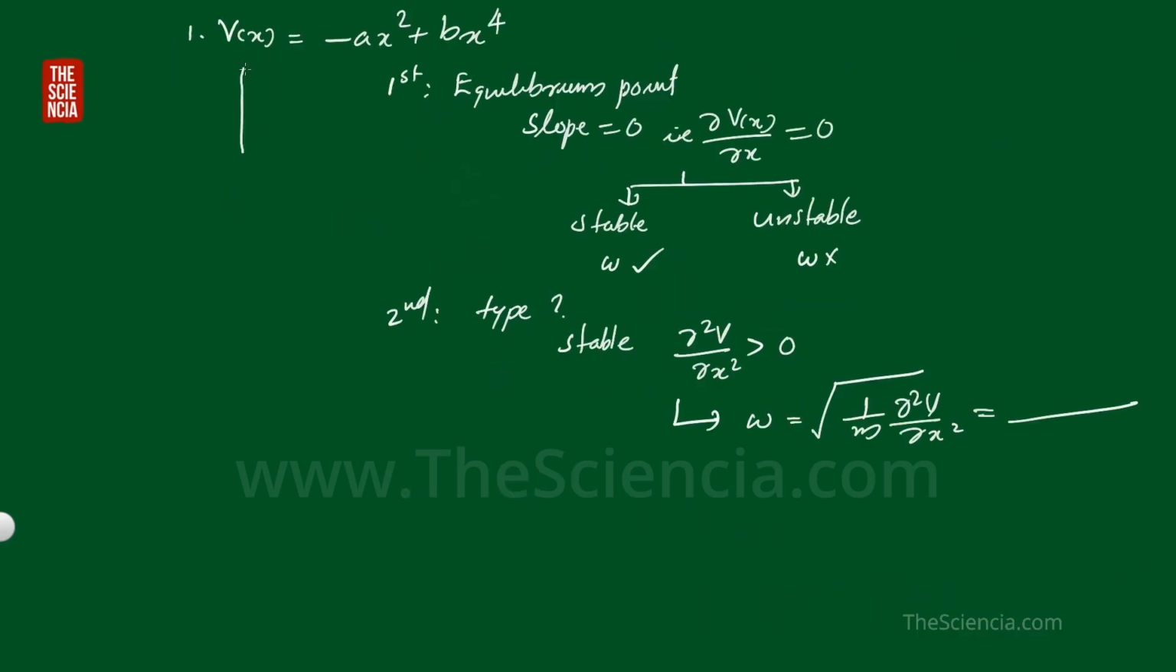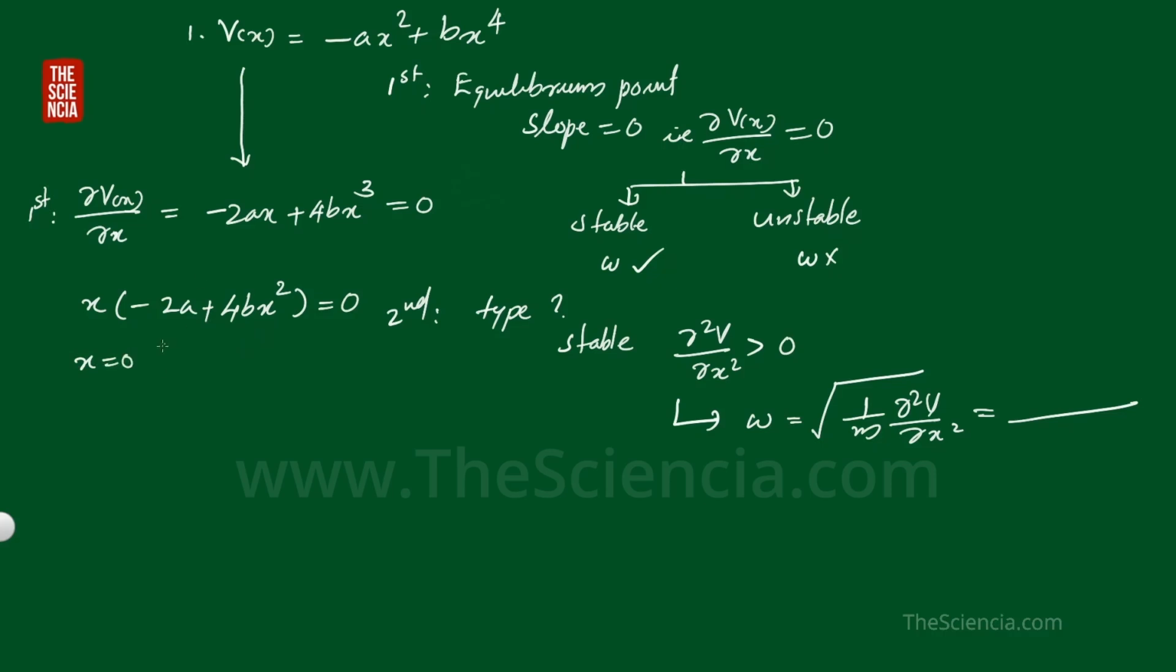So the first step is we have to evaluate the slope of this function, that is del V of x by del x. That is equal to minus 2ax plus 4bx cubed. And we have to equate this value to 0. So we can take x outside. So x times (minus 2a plus 4bx squared) is equal to 0. So x may be equal to 0 or minus 2a plus 4bx squared equal to 0.